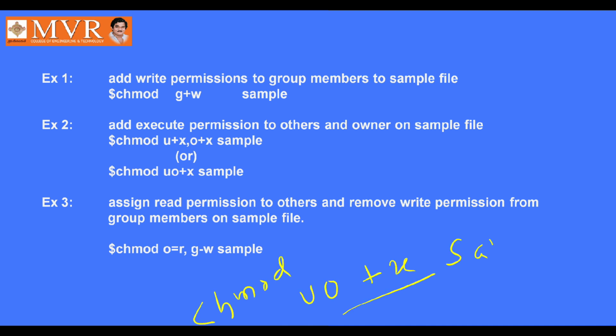So we can write it in two ways as I showed in the slide. u plus x comma o plus x also works the same way as uo plus x. So remember, uo plus x is very simple. Whatever permissions we need to add, you write them, then the plus symbol, then whom to add. Let us see another example.